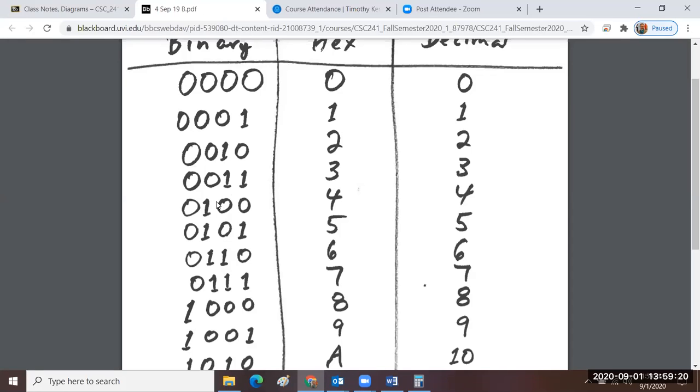How many zeros do I have after the 1 here? I have 2. What's 2 squared? 4. Right? How many zeros do I have after the 1 here? 1, 2, 3. 2 cubed is what? 8. Right? If I have 16, I have 4 zeros. What's 2 to the 4th? 16. Right? That's why the pattern is important to understand.